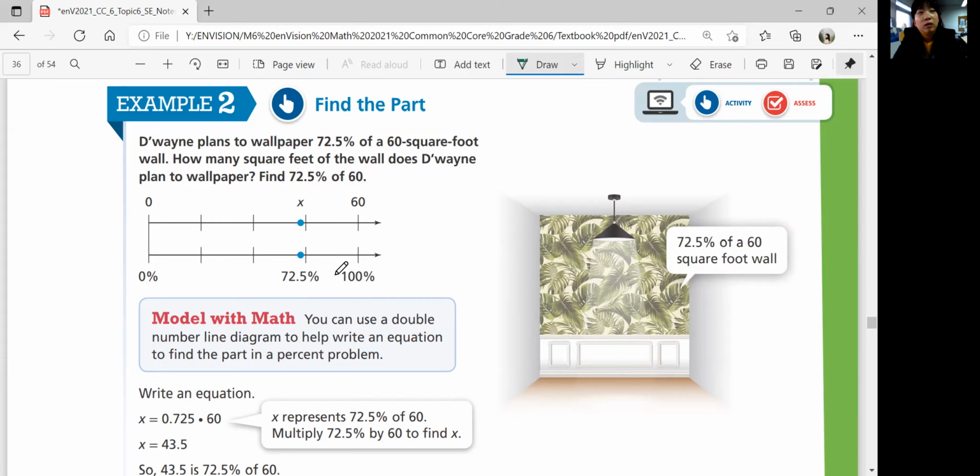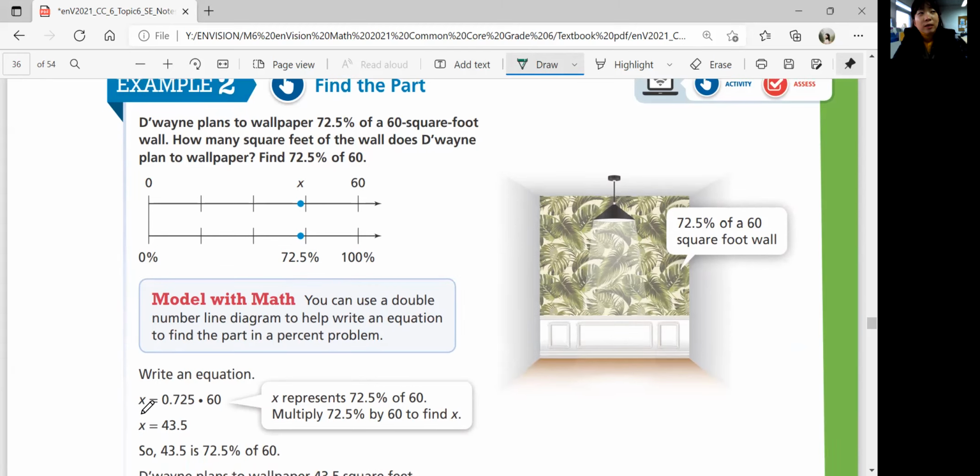So we're going to use the second method that we've been using, and we're going to write an equation. X is going to be... the part is always going to be what?